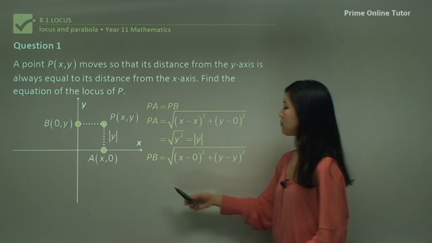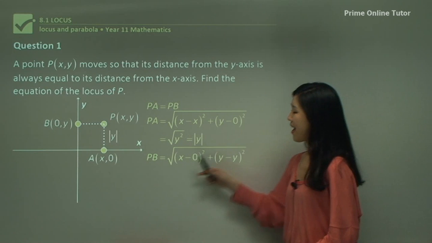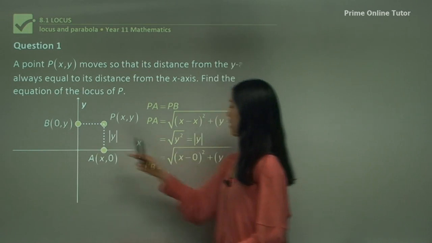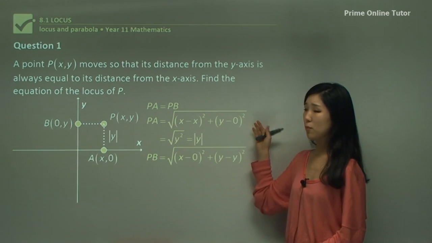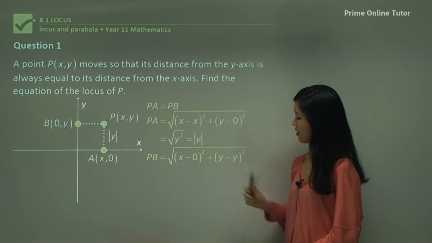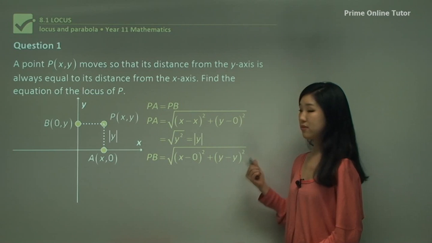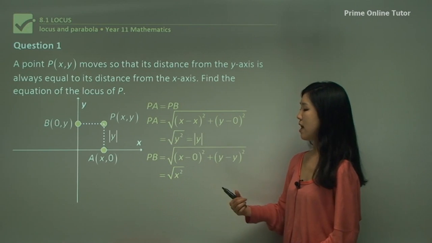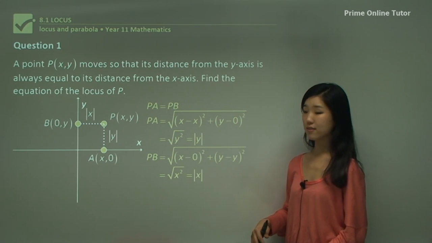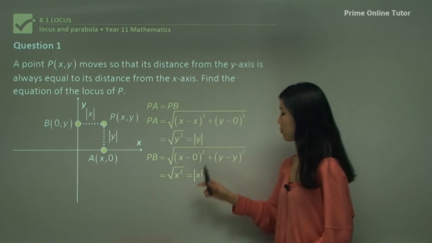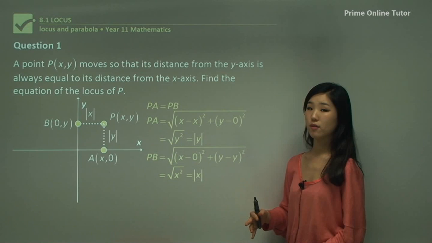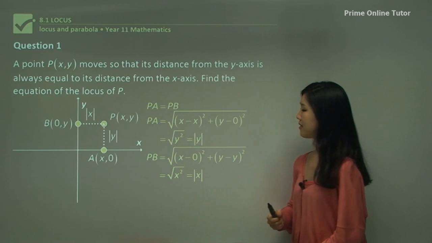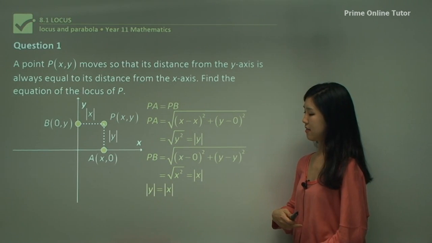Let's do PB. PB is the square root of (x minus 0) squared plus (y minus y) squared. So we're doing the same distance formula. I hope you remember what the distance formula is. Look, y minus y is 0, and 0 squared is 0. And x minus 0 is x. So we're simply left with the square root of x squared, and similarly, this is just going to be the absolute value of x. Because this is also distance, we must put absolute bars around it, because distance must be positive. So what's our rule, guys? Our rule is that PA equals PB, so I'm going to let PA be equal to PB, just like this.